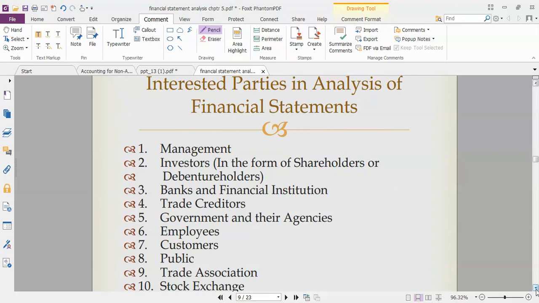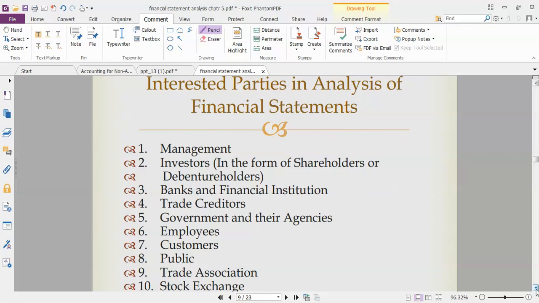Management itself, in the business, in the company, needs to know their performance using the financial statement analysis. Investors, the parties outside the company who have more money, want to decide whether to choose company A or company B, which one is better, using the analysis of financial statements.